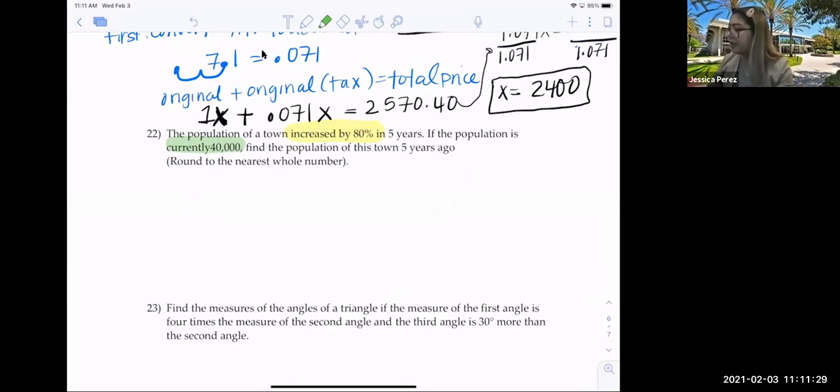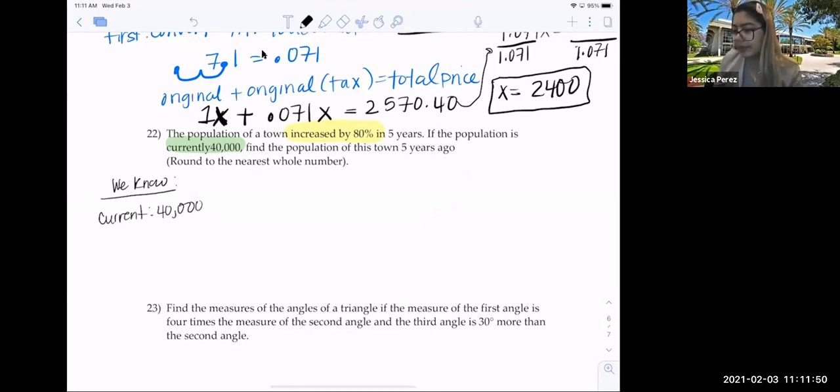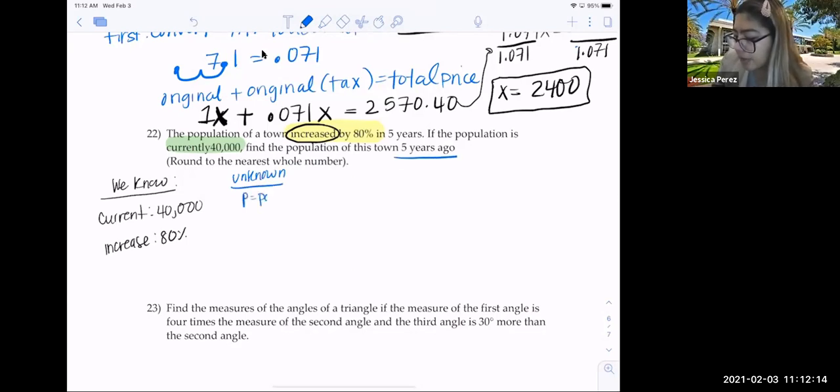So the way that we set up this problem, what do we know again? We know the current population is 40,000 people. What else do we know? It increased. Increase, that's going to be a plus 80%. So an increase of 80%. That's what we know. And our unknown is the population 5 years ago. So P stands for population. Okay, that's what we're looking for.